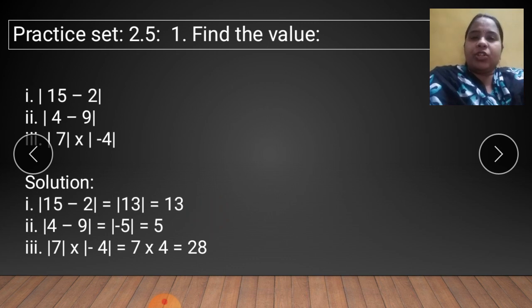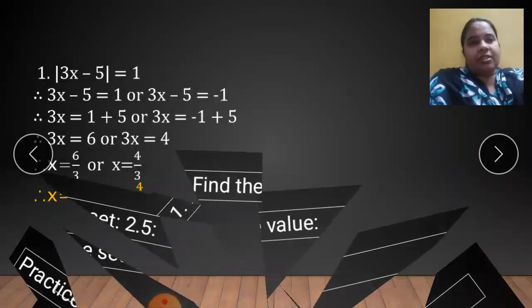I hope you have understood these three types. One was positive, the second number was negative, still the answers are positive. And the third is individually take it out of the mod sign and then multiply. Okay, so these are the three sums.